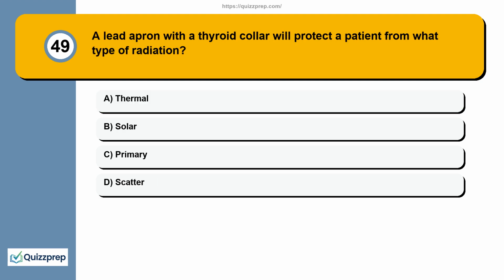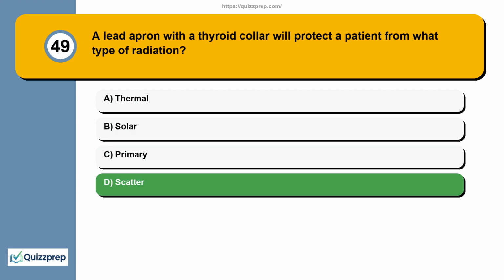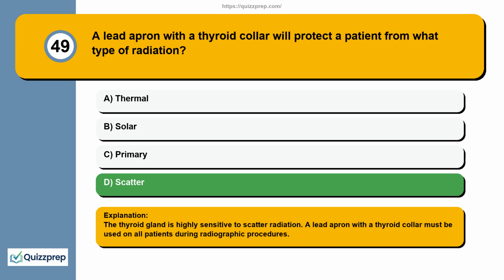Question 49. A lead apron with a thyroid collar will protect a patient from what type of radiation? Thermal, solar, primary, scatter. The thyroid gland is highly sensitive to scatter radiation. A lead apron with a thyroid collar must be used on all patients during radiographic procedures.